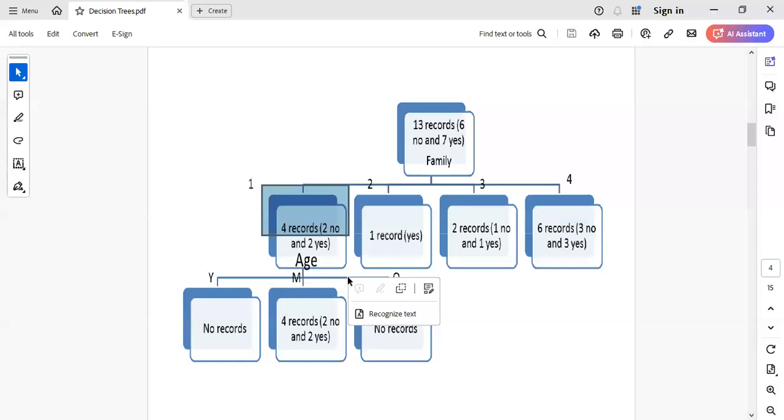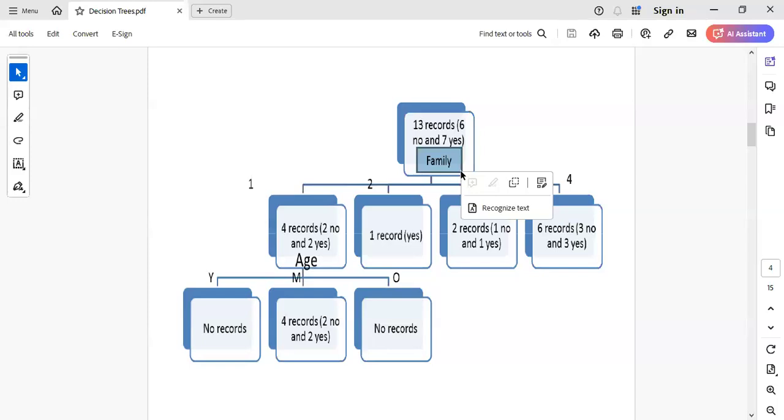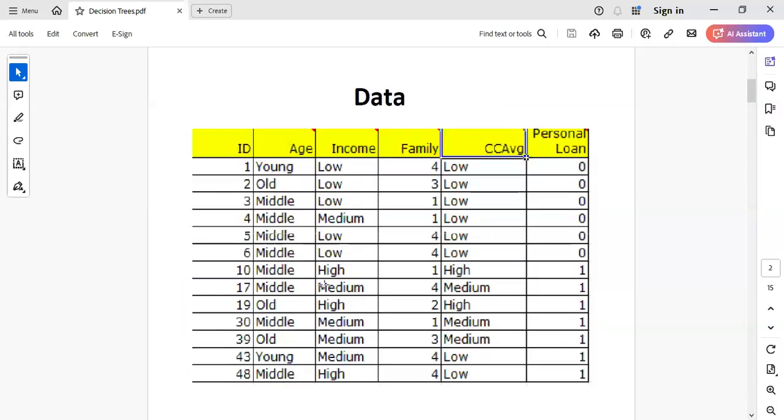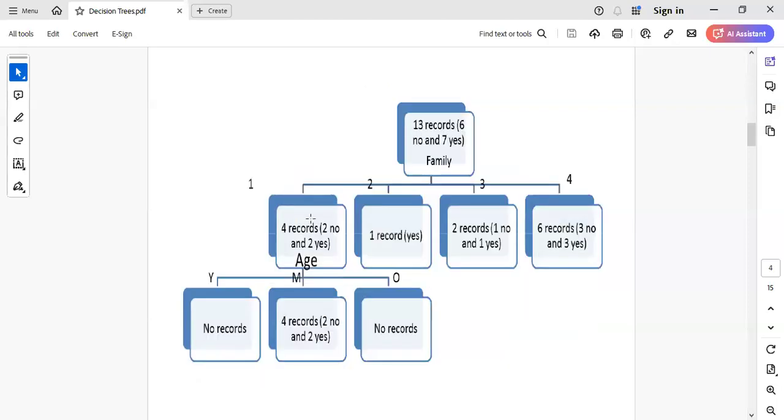So family is used, what remains is id, age, income, cc, average. Out of that, again I have applied the mathematical formula. Let us say age has come, so I am taking age as the next splitting criteria. How we should split is, go to age and look at the number of categories. We have young, middle, old. That is how we have categorized.